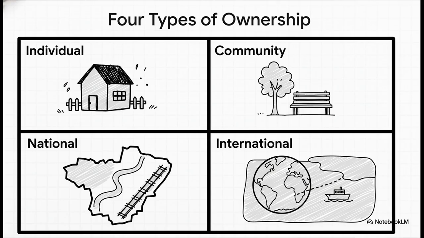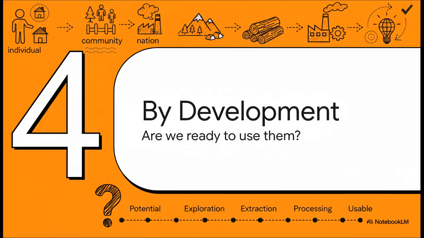Then we have community-owned resources, which can be used by everyone in a community, like village ponds or public parks. On a bigger scale, we have national resources, everything within a country's boundaries, like minerals, rivers, and even railways. And finally, there are international resources, which are regulated by international bodies, like the resources in the deep ocean. So ownership can be individual, community, national, or even international.